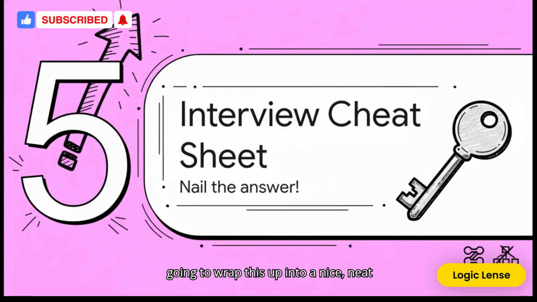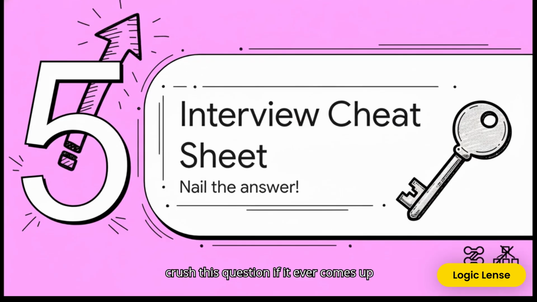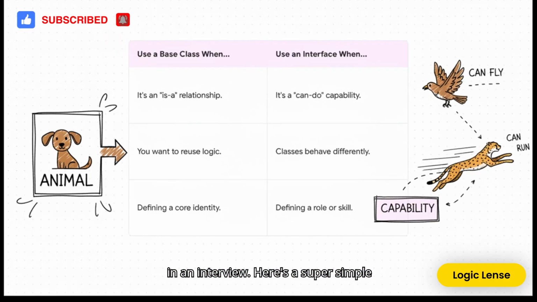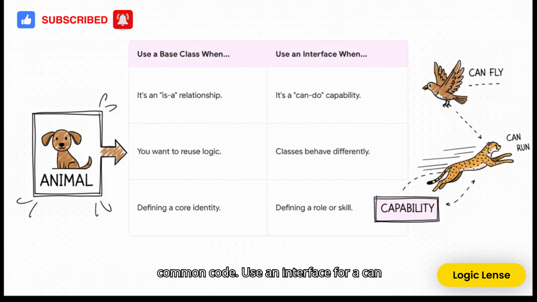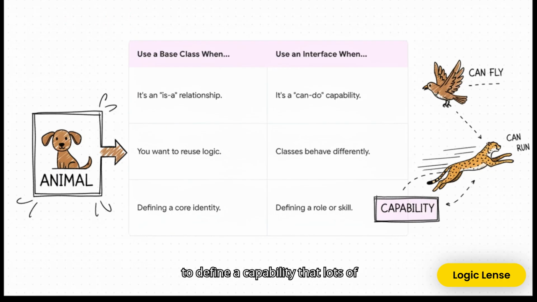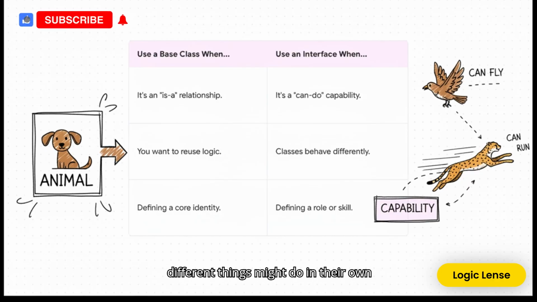Okay, let's bring this all home. We're going to wrap this up into a nice, neat package that you can use to absolutely crush this question if it ever comes up in an interview. Here's a super simple way to think about it. Use a base class for an is-a relationship. A dog is an animal. You use it when you want to share common code. Use an interface for a can-do relationship. A dog can run. You use it to define a capability that lots of different things might do in their own special way.